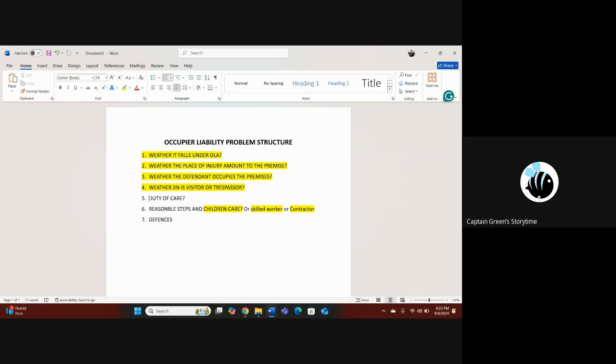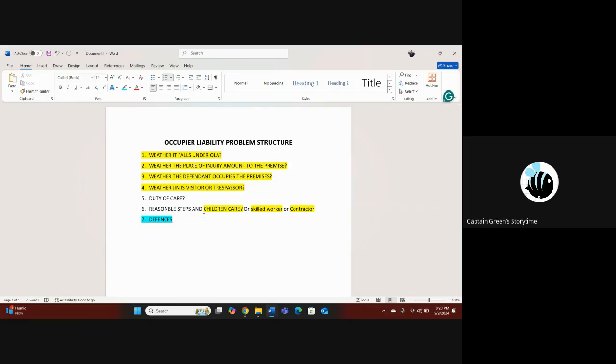Then we apply the defenses, which are volenti non fit injuria, and we also have the defense of warning and the exclusion of liability defense. So these are the 3 defenses. This is the overall structure of how to solve a problem question on occupiers' liability.